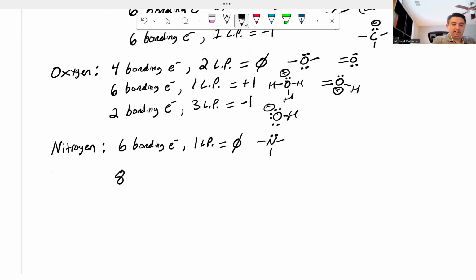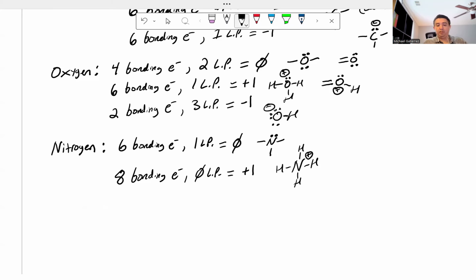If nitrogen has 8 bonding electrons around it and no lone pairs, it will have a +1 charge. Remember the ammonium ion from general chemistry? Hopefully I'm not traumatizing you with all the polyatomic ions you had to memorize. Ammonium is NH4+. The nitrogen has a formal charge of plus 1. So in general, when you see this template where it's got 4 single bonds around it, that nitrogen will always have a plus charge.